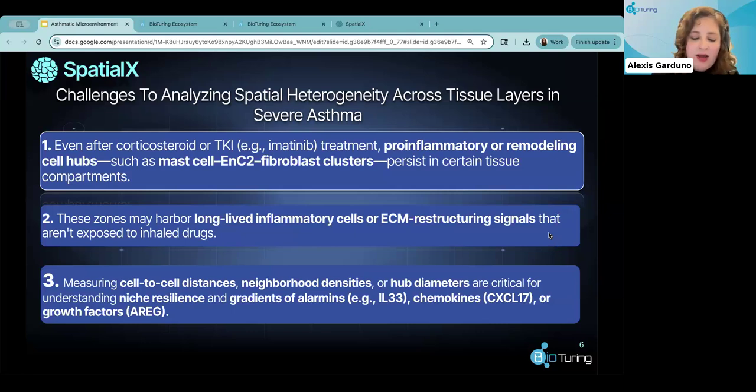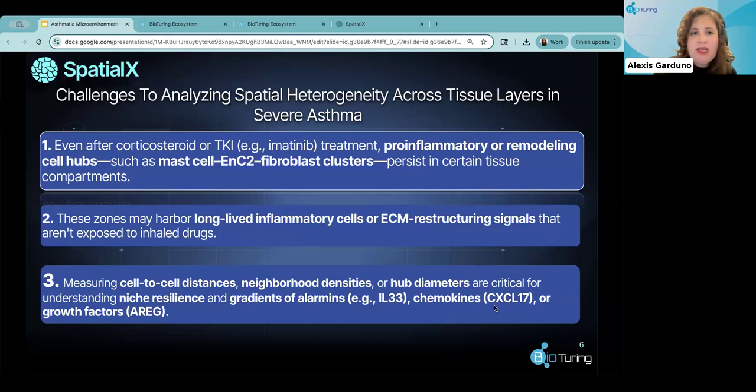There are a lot of different functions and ways that we can do this. You can do a distance query, you can do cell-to-cell interaction analysis, or look at neighborhood densities as well. That's a feature that we'll try to cover, as well as how we can look at diameters if we're interested in distance within specific niches that are showing these higher gradients of IL-33 or other growth factors or chemokines in the tissue.